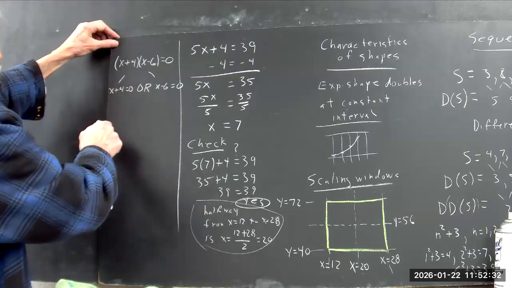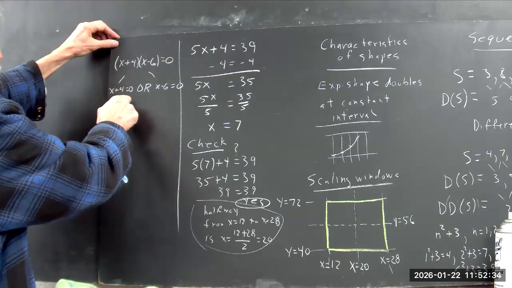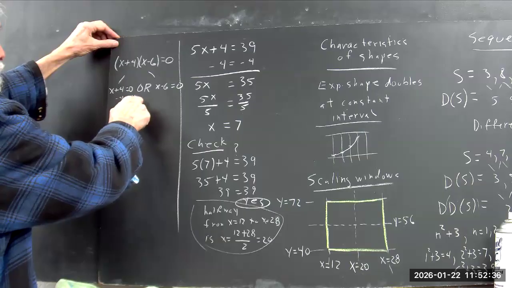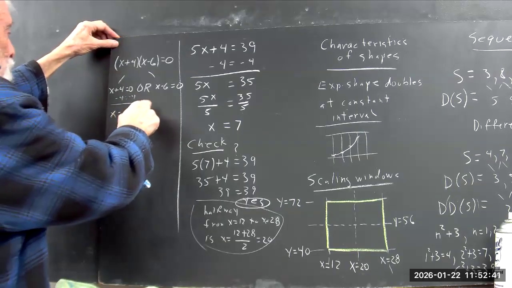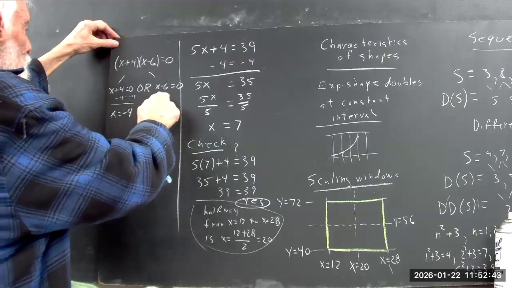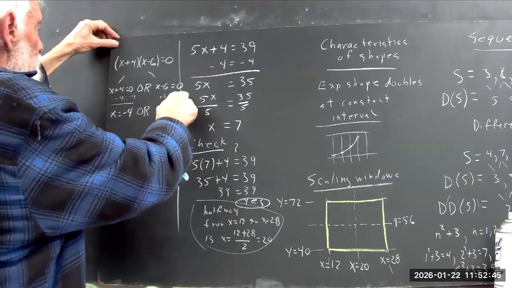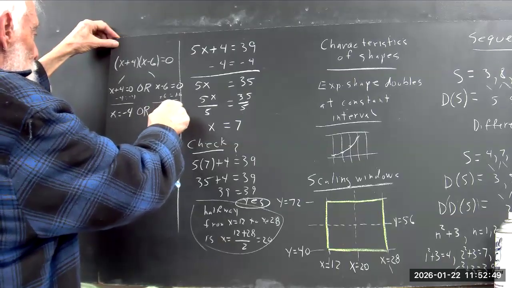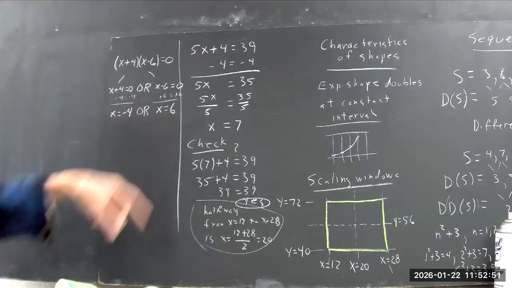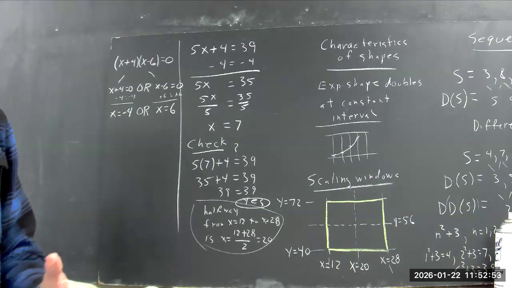And then if x plus 4 equals 0, well, you can subtract 4: negative 4 equals negative 4. And you get x equals negative 4. Or you do plus 6 equals plus 6. I'm writing that real small because it's clear that x has to equal 6. Okay? Does that make sense?